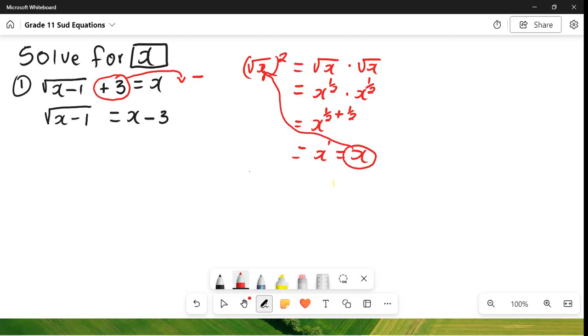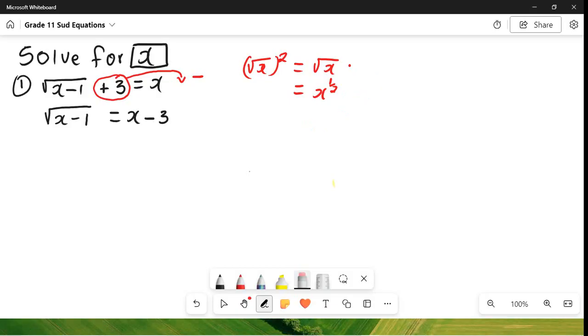That's because the square root is to the power half, and if it's multiplied by 2, then you get half times 2, which is equal to 1. That's how we deal with the square root. I'm not going to explain this in the next questions because I've already explained it.